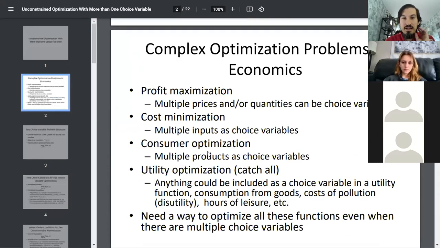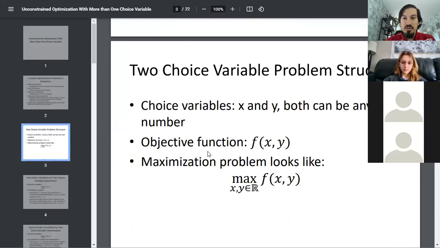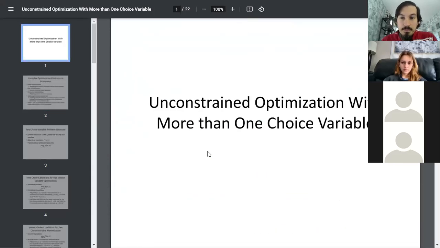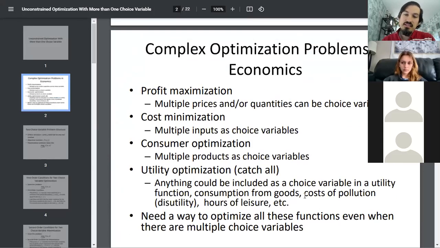Okay, like on the screen now it says complex optimization problems in economics. Yep. And then a two choice variable problem structure. So let me just take a minute or two to talk about some of these problems that have multiple choice variables in them. And that is why you need a new mathematical tool to solve them.